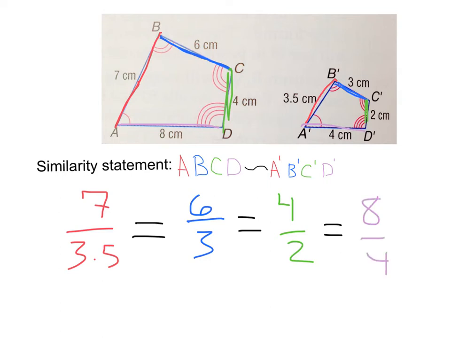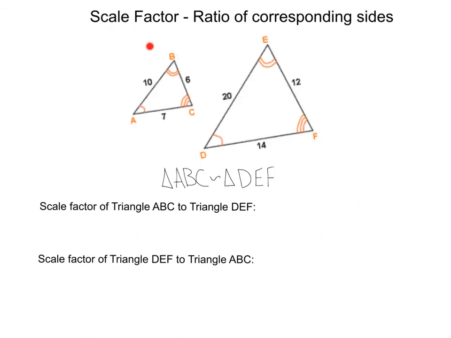And looking at all of these ratios, you can see that 7 over 3.5 is equal to 6 over 3, is equal to 4 over 2, is equal to 8 over 4, and all of these could simplify to 2 over 1. Alright, last up is the scale factor. And the scale factor is just the ratio of corresponding sides. Here we have triangle ABC is similar to triangle DEF.